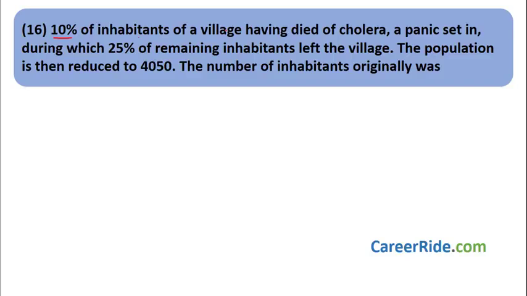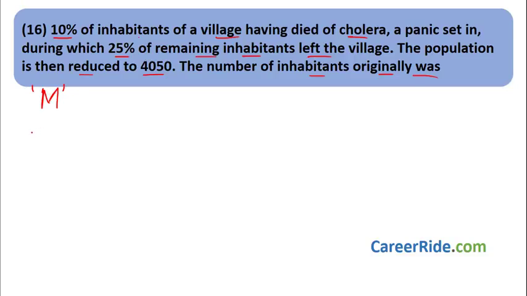10% of the inhabitants of a village having died of cholera, a panic set in, during which 25% of the remaining inhabitants left the village. The population is then reduced to 4050. The number of inhabitants originally was, okay, again very easy. Do we know the population of the village? No. Let us assume M was the population of the village.